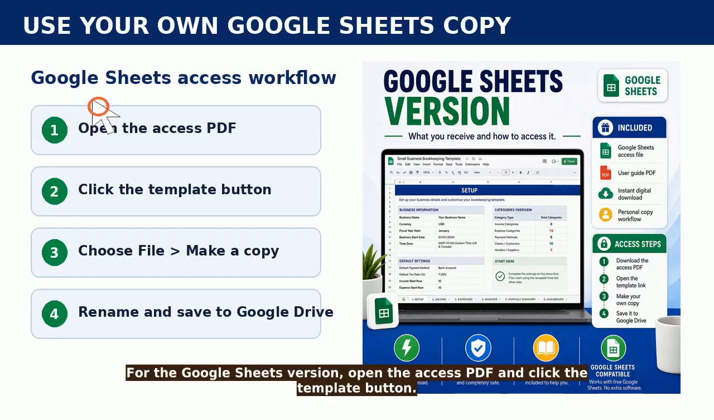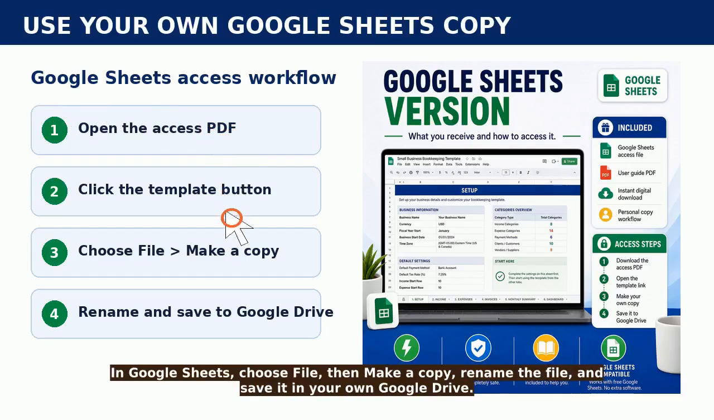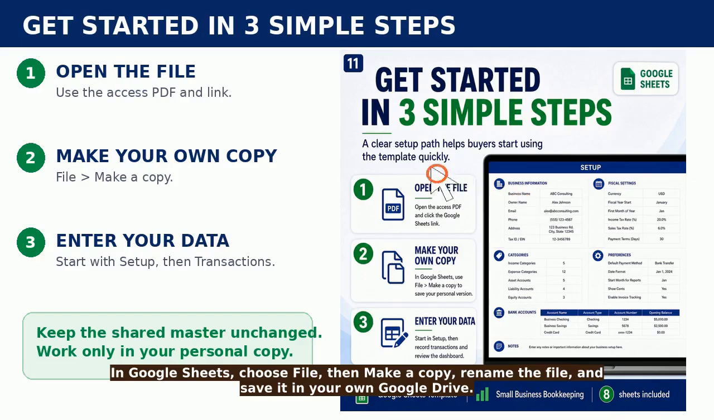For the Google Sheets version, open the Access PDF and click the Template button. In Google Sheets, choose File, then make a copy, rename the file, and save it in your own Google Drive. Work only in your personal copy.